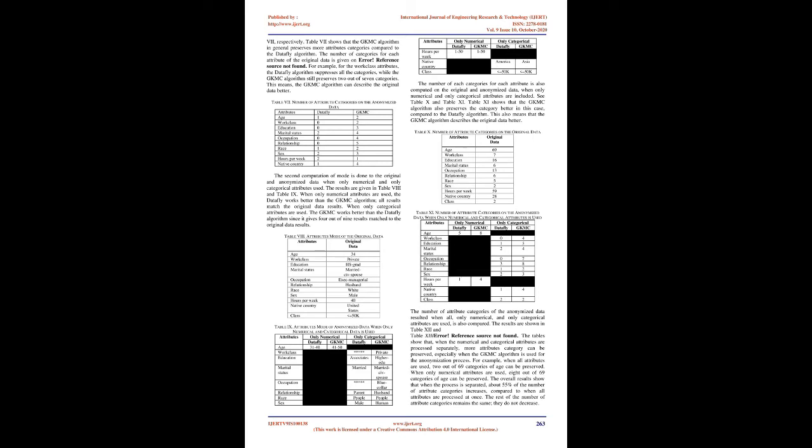Fig 7. The execution time when all attributes are used. The same results are shown when only numerical or categorical attributes are used. The Datafly algorithm requires less time to perform the anonymization, compared to the GKMC algorithm.